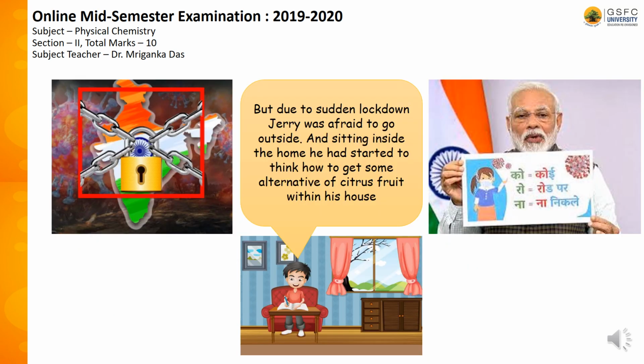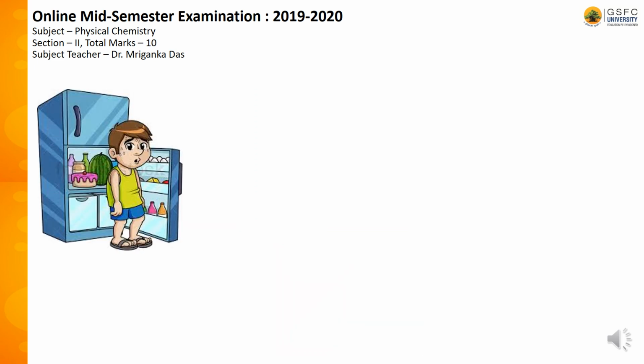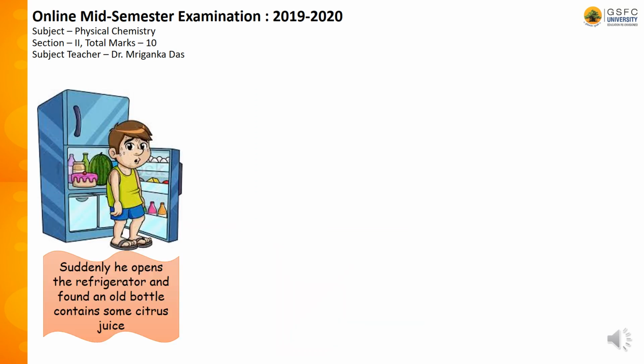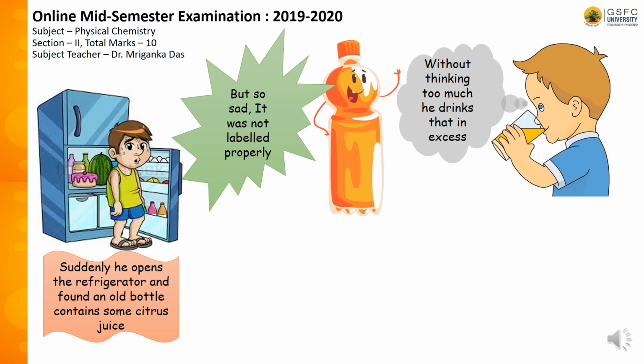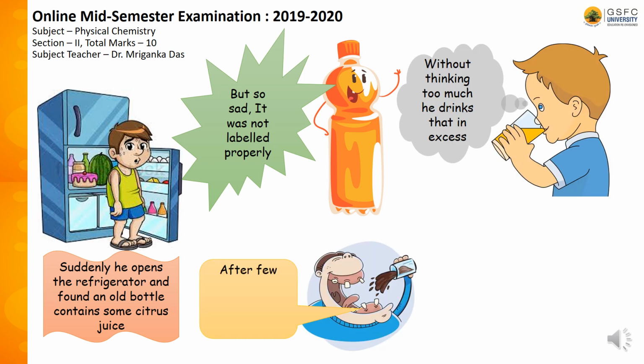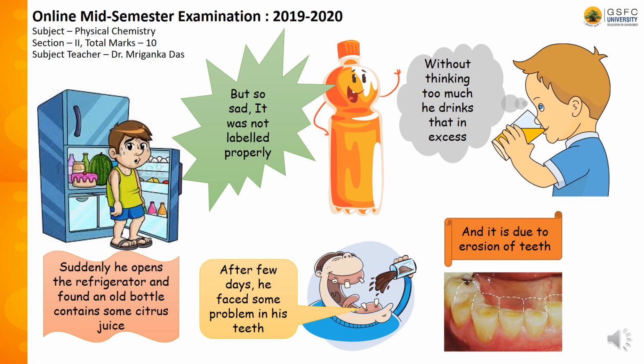Due to lockdown, Jerry was afraid to go outside. But he saw one old bottle of citrus juice in his refrigerator, but it was not labeled. So, without thinking too much, he drank that in excess. After a few days, he faced some problems in his teeth, and this is due to the erosion of teeth.